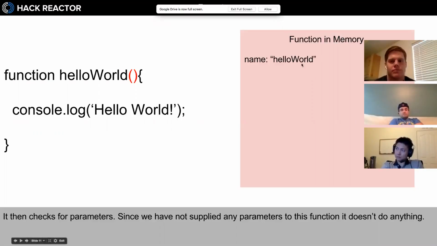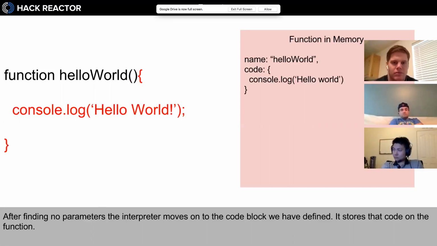It then checks for parameters, and we'll get into what parameters are in a second. But right now, we haven't supplied any parameters. The parameters would be between the parentheses, but this particular function doesn't have any. After finding no parameters, the interpreter moves on to the code block we have defined. It stores that code in the function. Now, just to be clear, there isn't actually a code property that you can access on the function. It's just important that this code is stored behind the scenes inside of the function object.